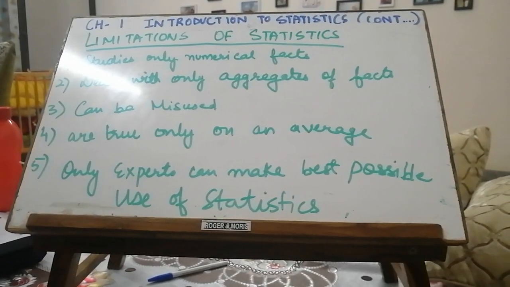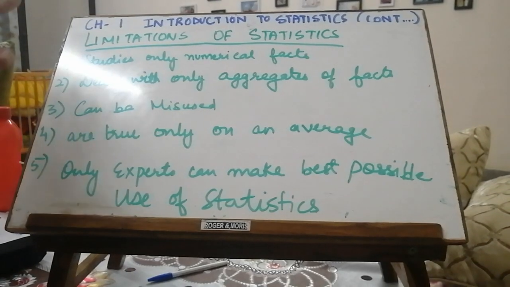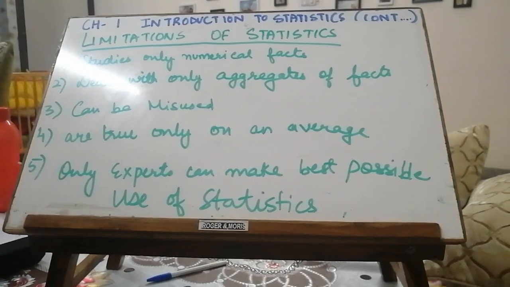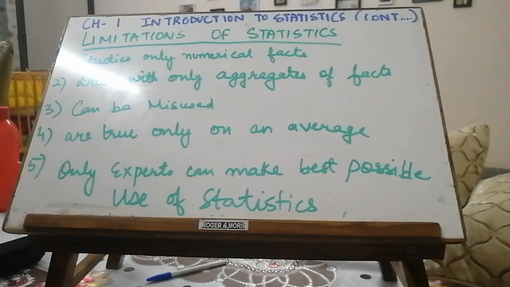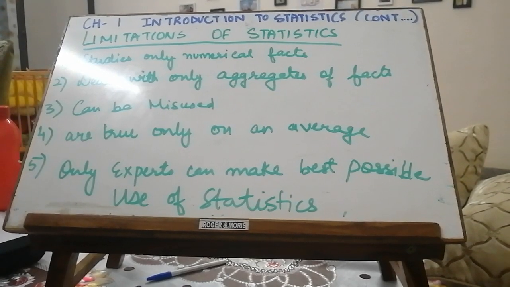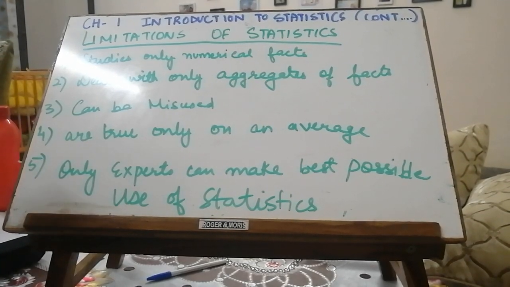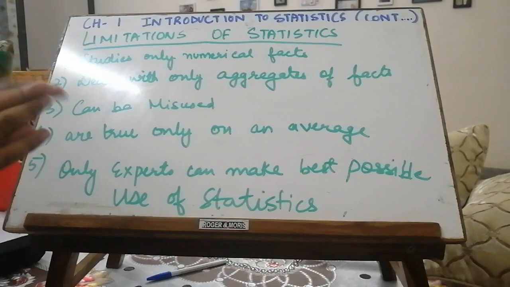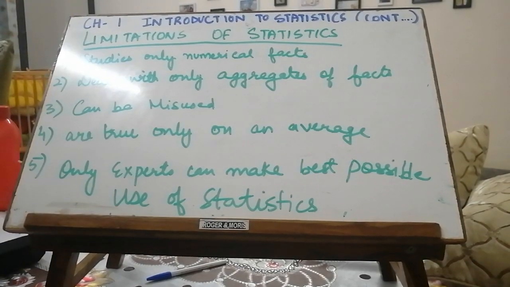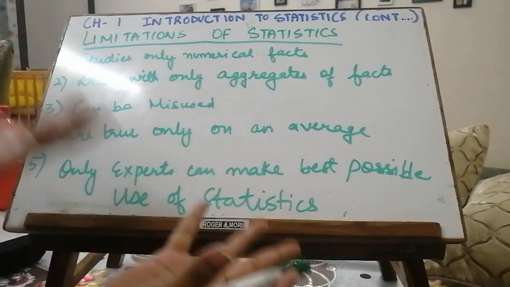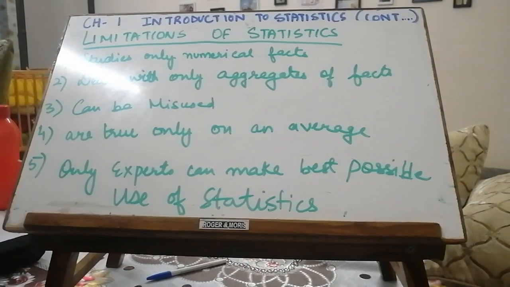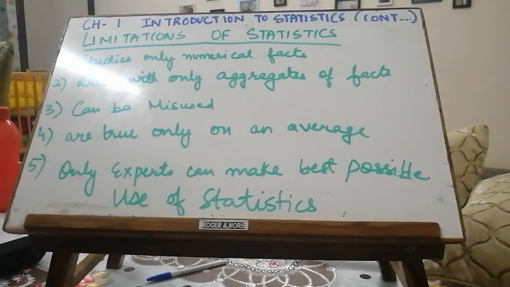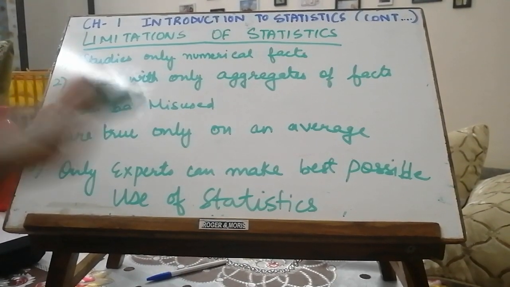Okay, so the next topic here is the limitation of statistics. Now I will be discussing basically the areas where we cannot help but accept the fact that we have to adjust with the situation only. Those are the limitations. That means we cannot beat them. These are the facts that we have to accept. Limitation number one is that it studies only numerical facts.